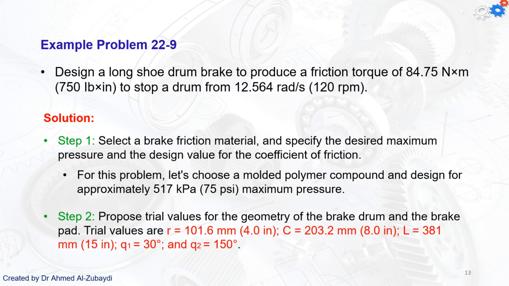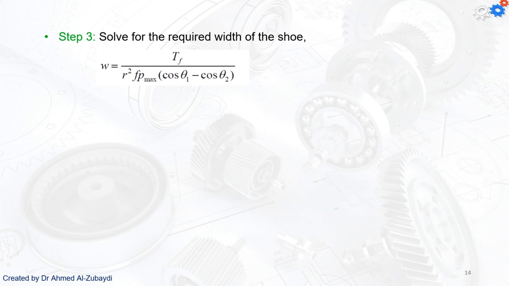Second, propose trial values for the geometry of the brake drum and the brake pad. The trial values are: radius 101.6 millimeters, the C value 203.2 millimeters, the length 381 millimeters, theta 1 is 30 degrees and theta 2 is 150 degrees. Now this will help me to calculate the width. The width is equal to the torque divided by R squared, f, multiplied by P maximum, multiplied by the cosine of theta 1 minus cosine of theta 2.